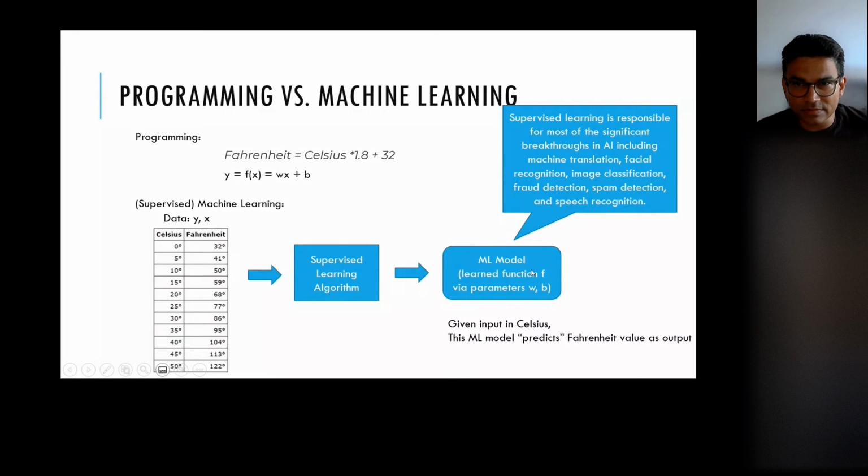Just a call out here: supervised learning is responsible for most of the significant breakthroughs in AI, including machine translation, face recognition, image classification, fraud detection, spam detection, speech recognition, and so forth. There are some interesting things to note here, some key observations.